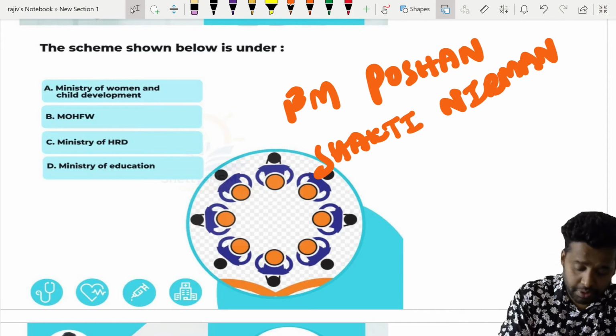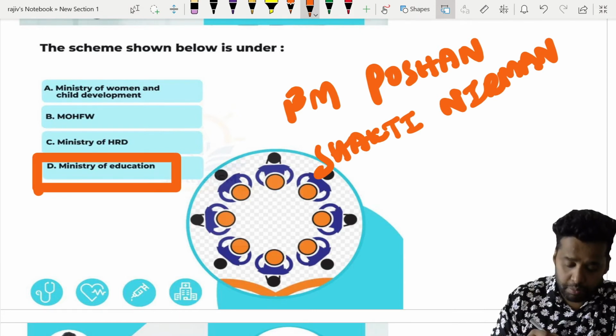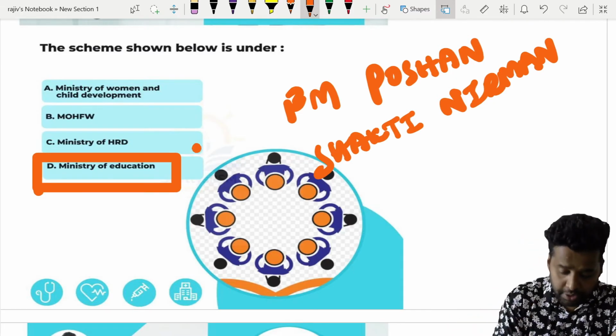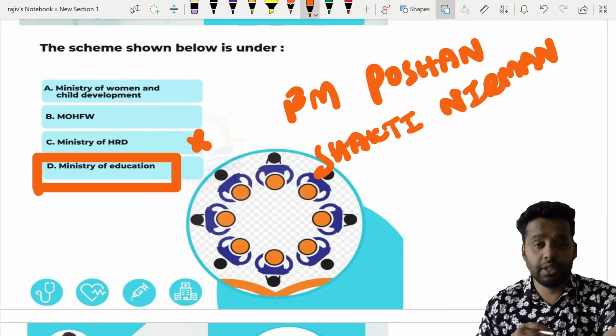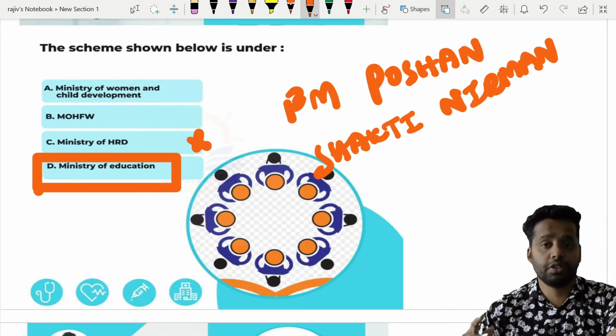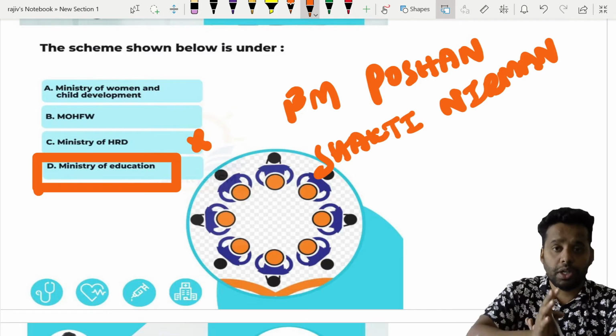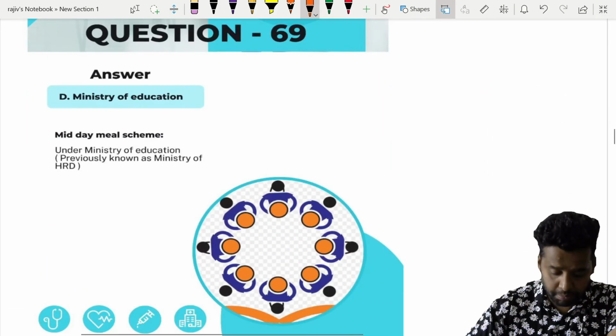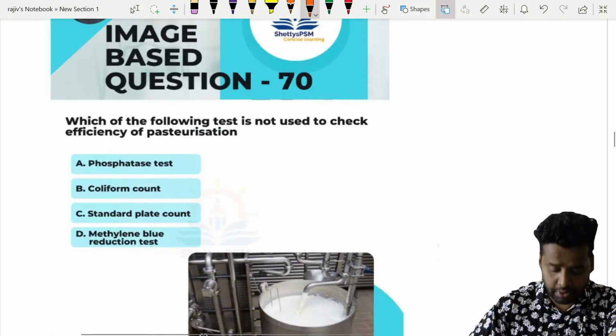Midday meal scheme is now under Ministry of Education. Previously it was called Ministry of Human Resource Development. That was the old name. Very recently, last 2 years back, that name has been changed back to Ministry of Education. What was the older name? Ministry of Human Resource Development. Now it is Ministry of Education.